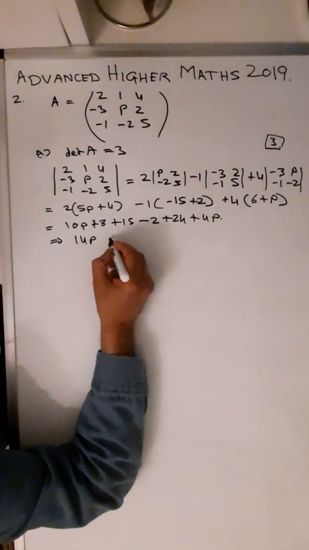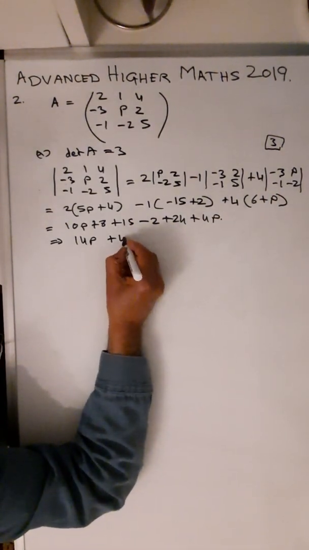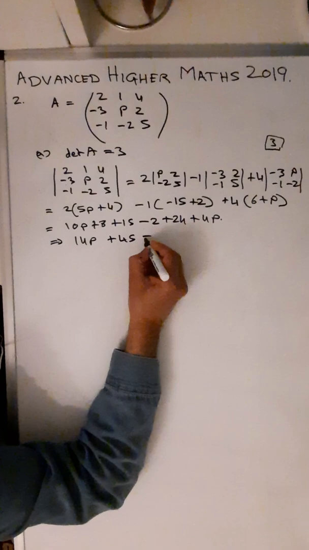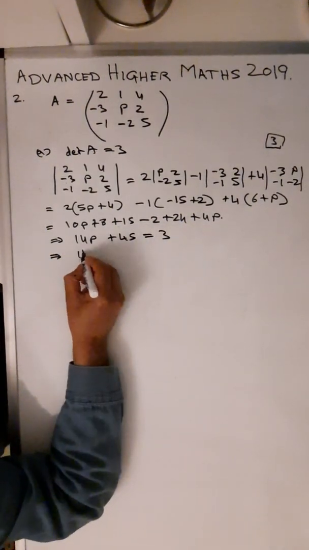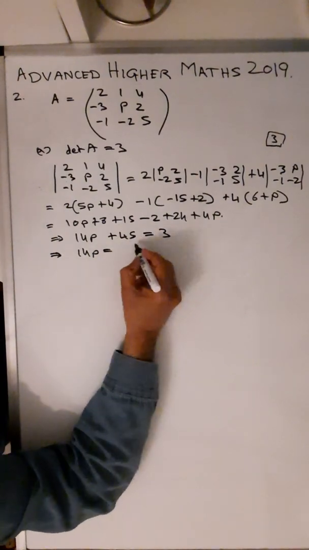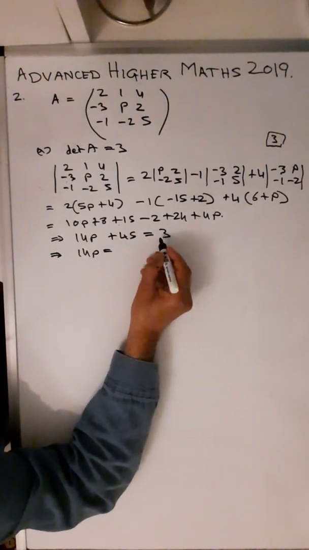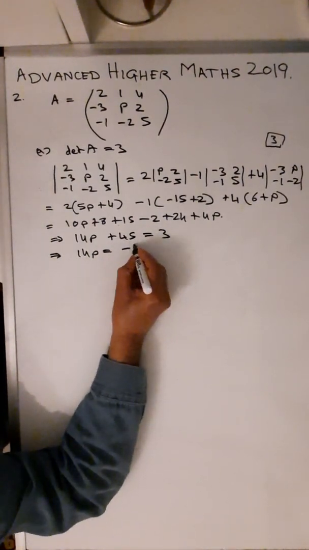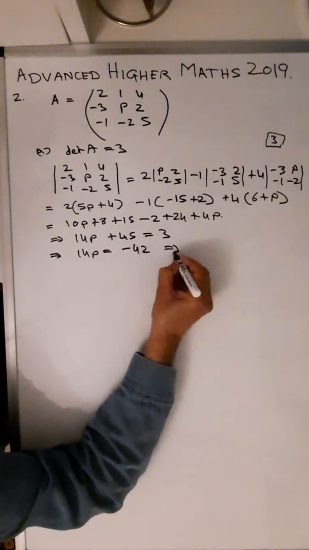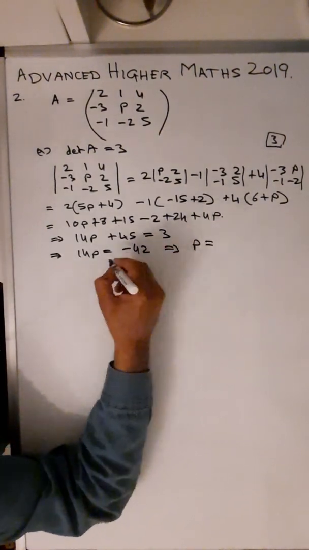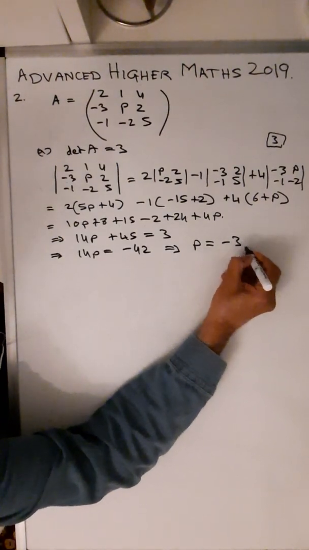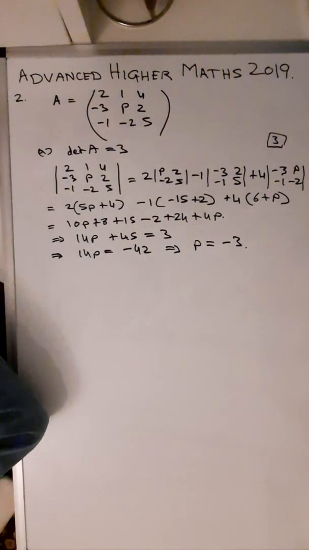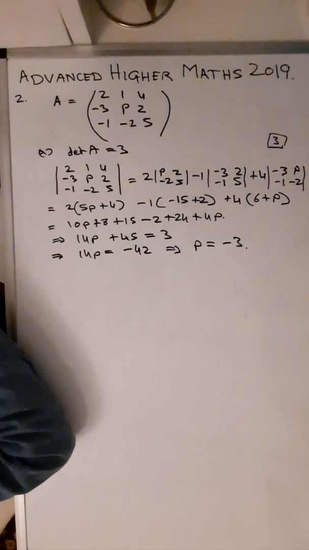So that means that you have 14P plus 45, and the determinant of A is equal to 3, which means that 14P is equal to 3 minus 45, which is minus 42, which means that P is equal to minus 42 divided by 14, so P is minus 3. That is the value for P.